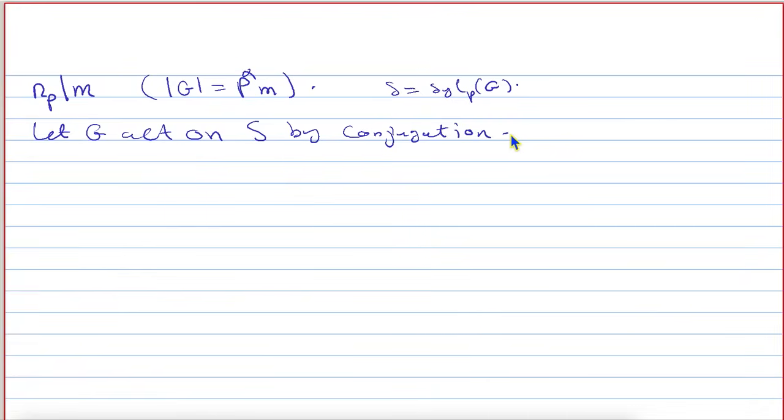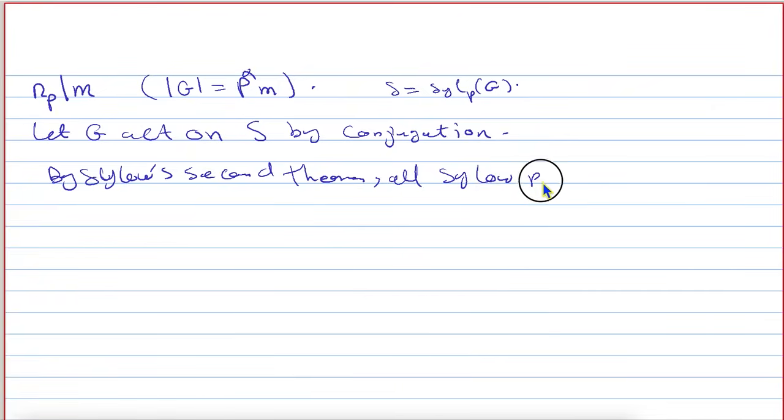When we use action by conjugation, then we can call Sylow's second theorem, where it says that all Sylow p subgroups are conjugate to each other. So by Sylow's second theorem, all Sylow p subgroups are conjugate.